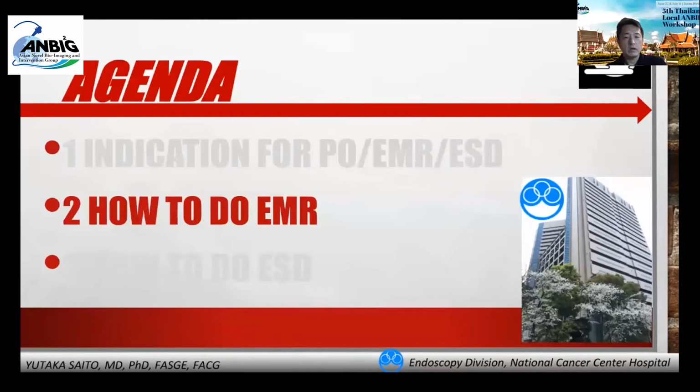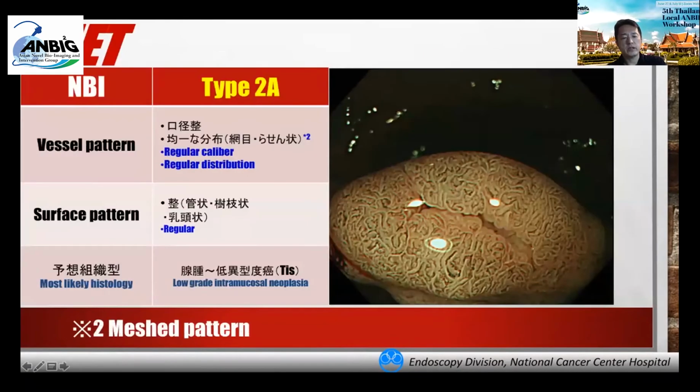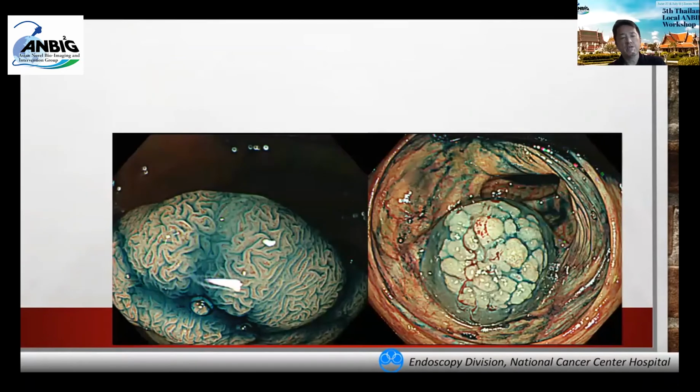How to perform the effective EMR? For the same lesion, focusing on the nodule, the JNET classification is regular vessel, regular surface, JNET 2A, suggesting low-grade intramucosal neoplasia. After endocytoscopy with dye, pit pattern type 4. And after submucosal injection, lifting very well.